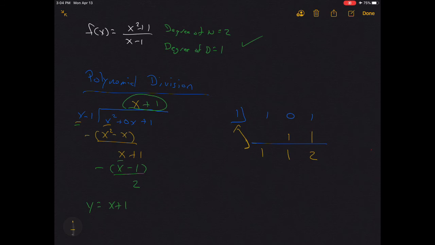What you should notice is that this 2 is our remainder, just like we had over here. These 1s are the coefficients. I'm sorry, the 1 is the constant, excuse me, and then this 1 right here is the coefficient of your x term. So I still get x plus 1. Again, the remainder is irrelevant, so we still get y equals x plus 1. Either way you want to do that, it's fine with me.